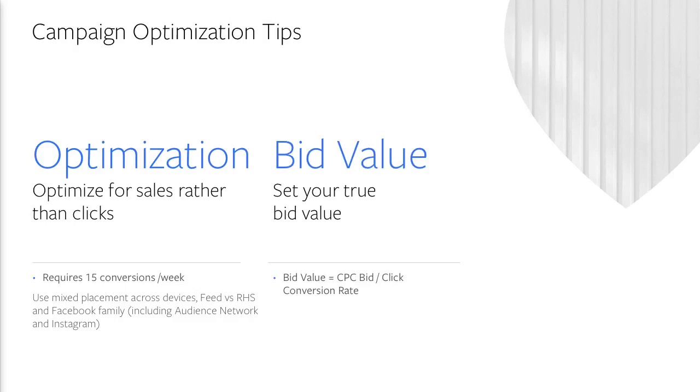Next, we recommend that you bid your true value for the objective that you're optimizing for. Ideally, you'll be optimizing for purchases and passing a conversion value, which should be your bid. If you're not passing conversion values, you can try setting a bid based on the link click divided by your conversion rate. For example, if you're bidding $1 on dynamic ad link clicks and have a conversion rate of 10%, then you could bid $10 when optimizing for conversion events.